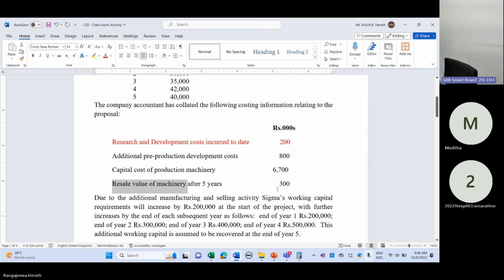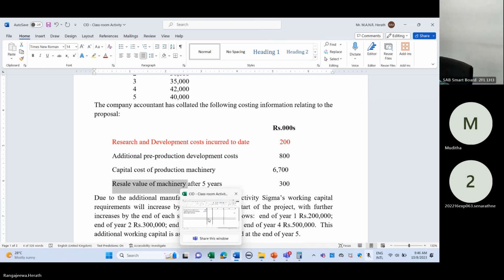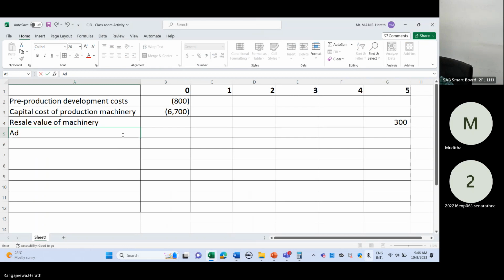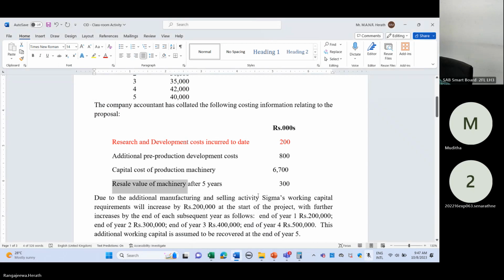Due to additional manufacturing and selling activities, Sigma's working capital requirement will increase by 200,000 at the start of the project. This is additional working capital. Here at 0, 200. Right, start 200. It is further increased by the end of each subsequent year as follows. Now this is very important.